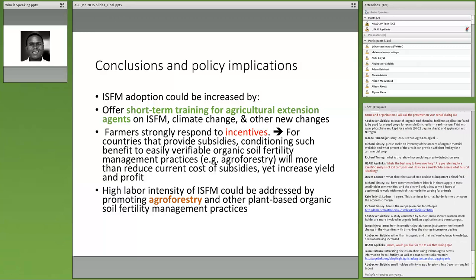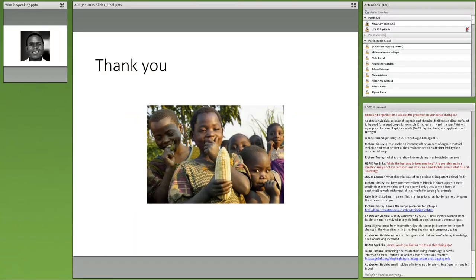That is something that USAID, I'm talking to people who influence the policies in Africa, please provide the subsidy on the condition that there is some agroforestry and other organic inputs. It's going to be a lot of benefits in terms of reducing the risk, increasing the yields, and also cutting down the amount of subsidy that they are currently giving.